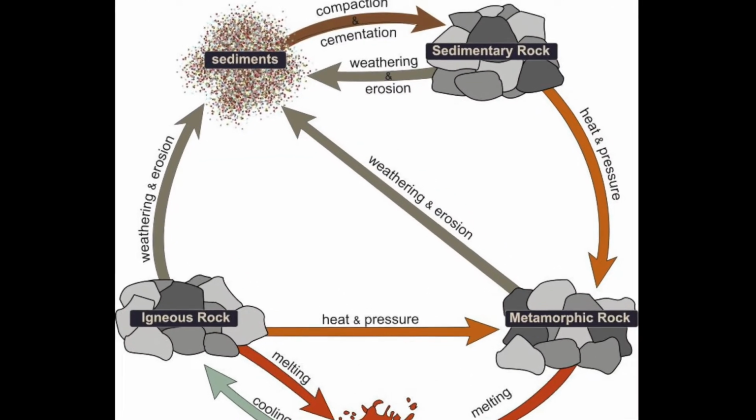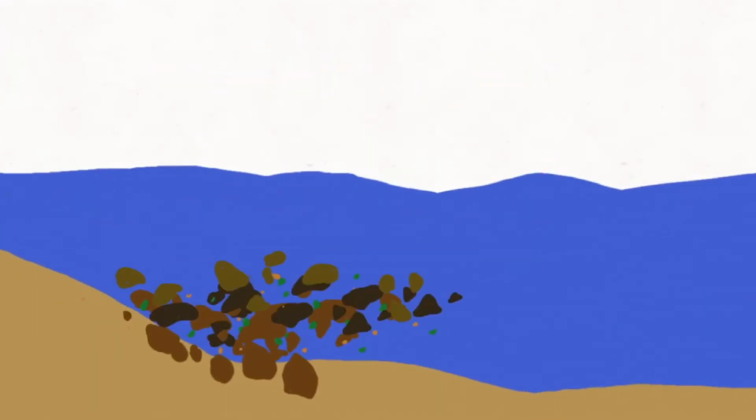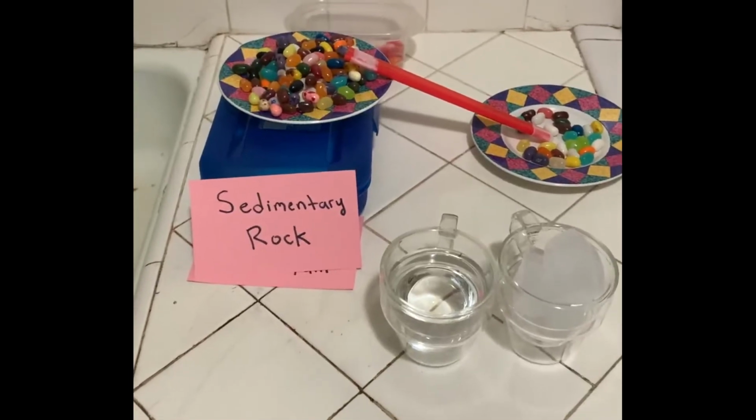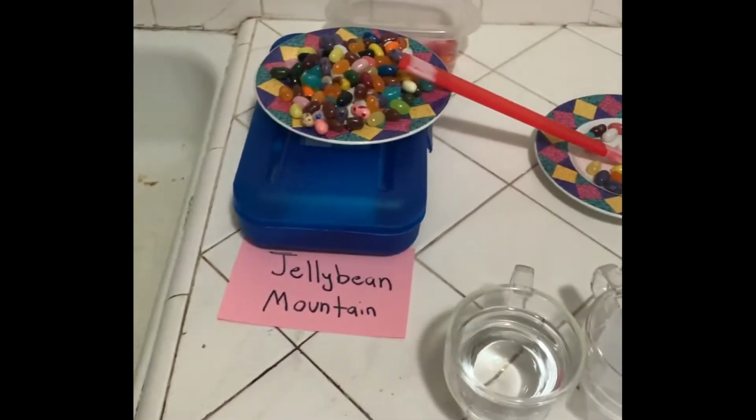Our first stop on the rock cycle is sedimentary rocks. This rock type is the product of eroded rocks and minerals that have been buried, compacted, and cemented together to form a new rock. To better understand sedimentary rock, let's visit Jellybean Mountain.